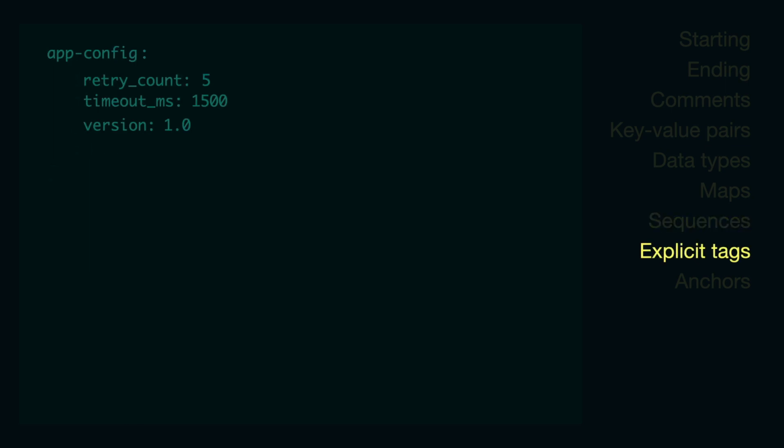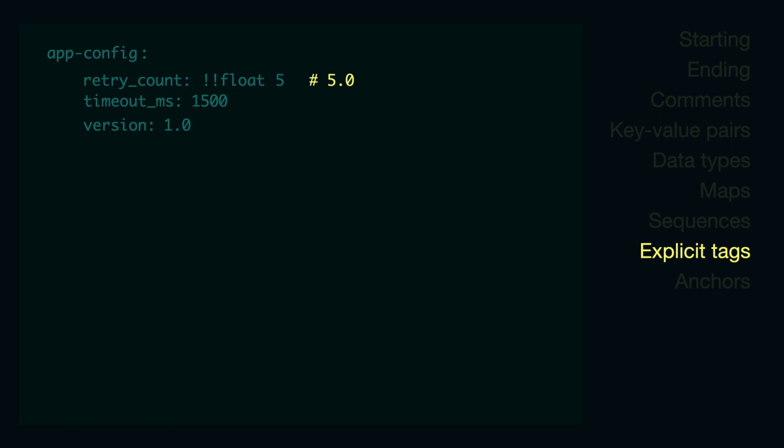YAML is always going to try and identify the type of the value from the value itself. But there might be cases where you might want to override the type. So now if we look at the app config, YAML is going to take retry count as an integer 5. But let's say that we want to take it as a float instead. So in that case, what we can do is put an explicit tag of !!float, and now it will be taken as a floating point value of 5.0.